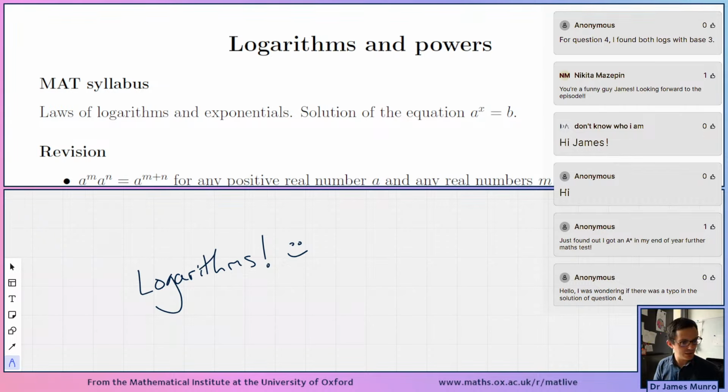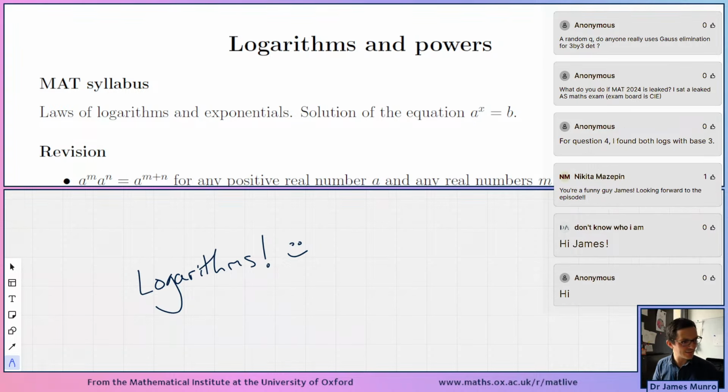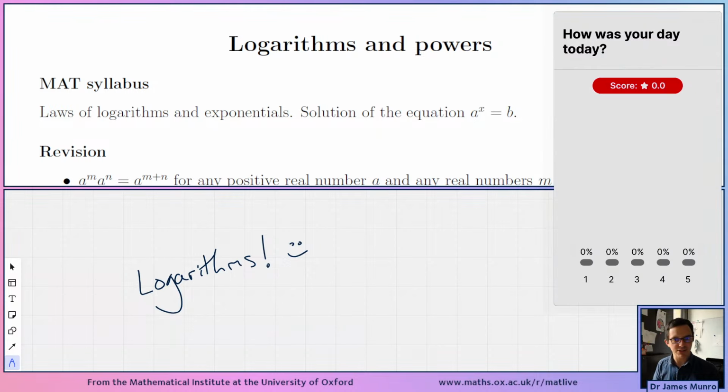Instead of doing this question about what to do with 3x3 determinants, let's do a quick poll for how's your day, because I know some people really like that. So let's switch that on. Yeah, there you go. Okay, you can let me know how your day's going.